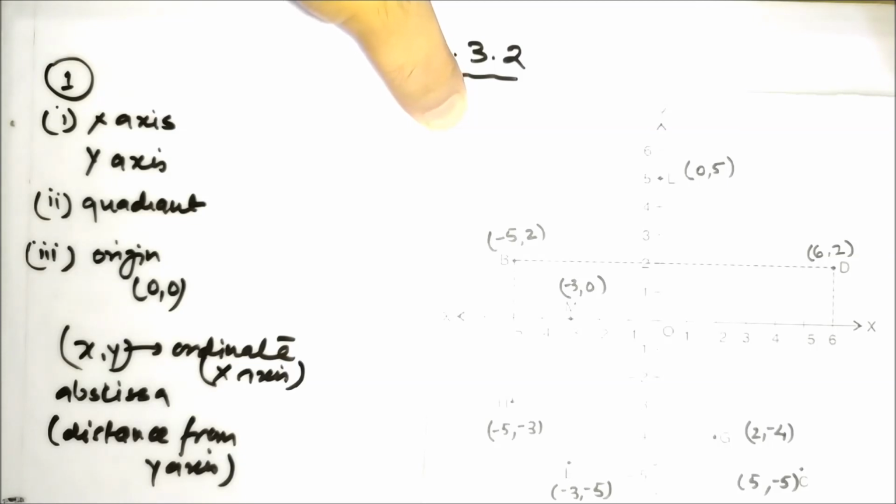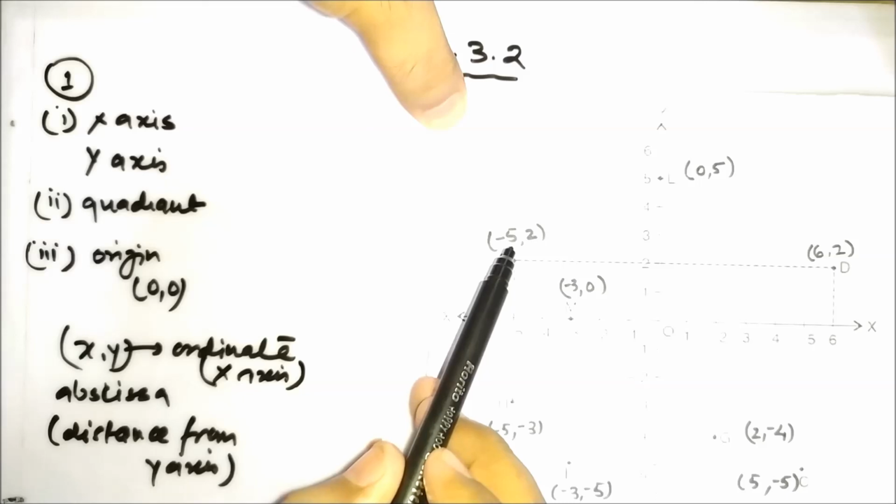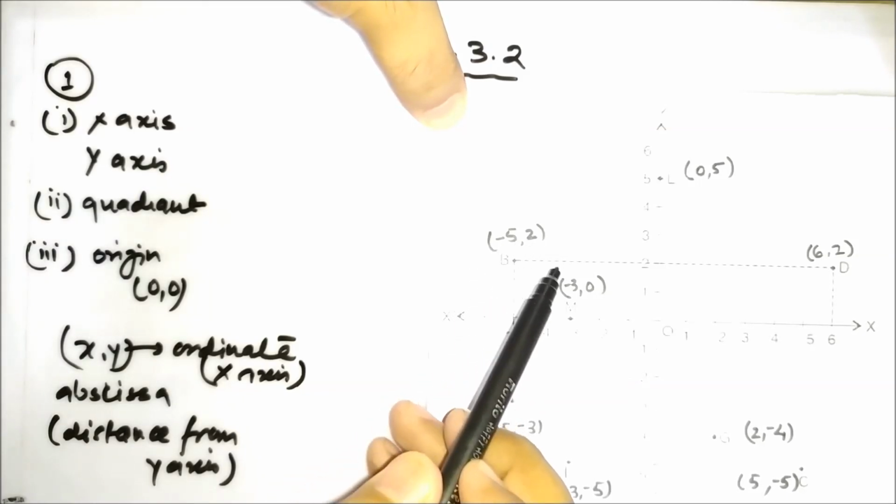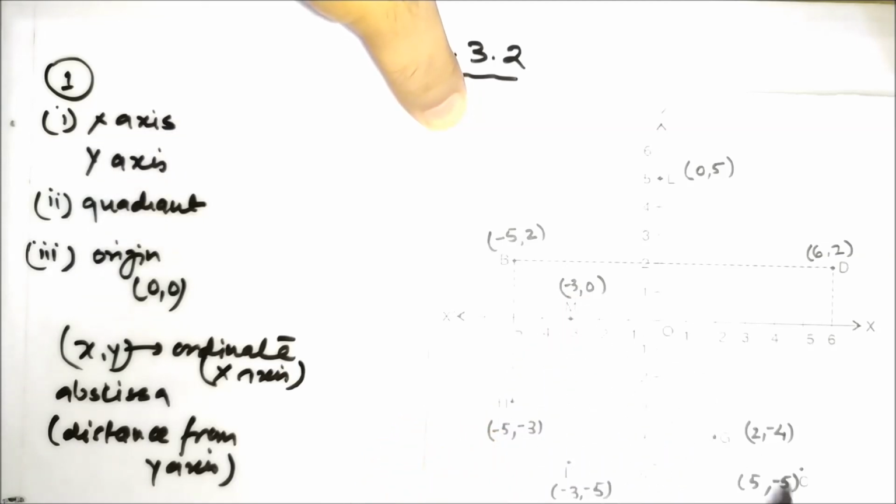Now the first question is the coordinates of point B. So we can easily answer, the coordinates of point B is minus 5 and 2. The second part is asking for the coordinates of point C. So the coordinates of point C is 5, minus 5. Third is the point identified by the coordinates minus 3, minus 5. So minus 3, minus 5, the point is what? E. So the answer to the third part of this question is point E.